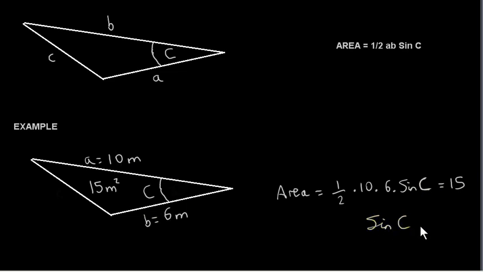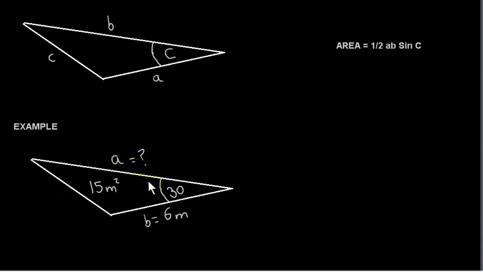So what do we do? Well, we divide 15 by a half times 10 times 6. Well, half times 10 times 6 is, I'm sorry, it's 30. So we have 15 divided by 30, which is a half. And if you get the inverse sine of a half, you will get 30 degrees.